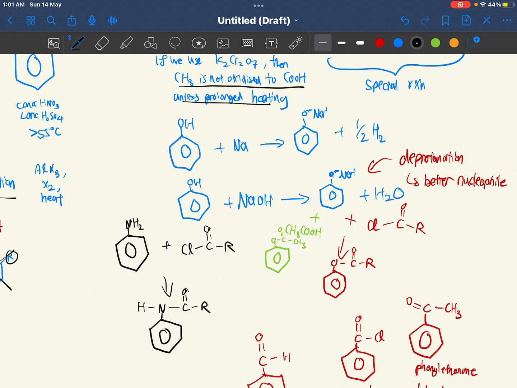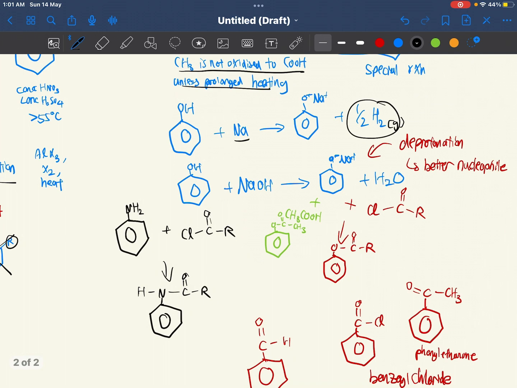So here we have phenol again. You do a redox reaction, same as alcohol, and you give your half H2 gas. Now we don't use it as a distinguishing test because it's very reactive. But we can also react with NaOH to form the same thing. What we often conduct this for is to produce a better nucleophile. We call this the deprotonation reaction.